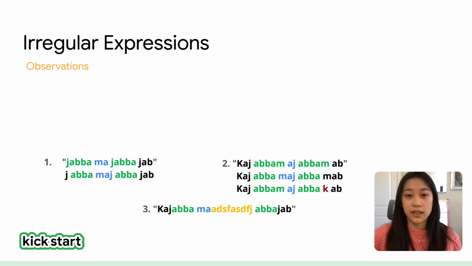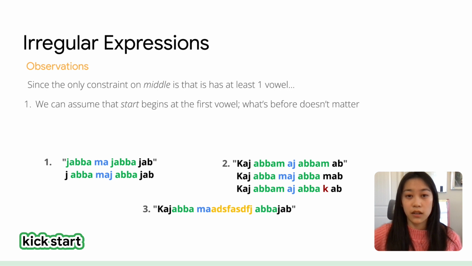Given the constraints and definitions of the problem, we can make some observations. First, we notice that the only constraint on middle is that it has one vowel. This means that there may be many random letters before or after the vowel, and it will still qualify as a valid middle word. With this in mind, we can also assume that start begins at the first vowel, and that what comes before it doesn't matter.